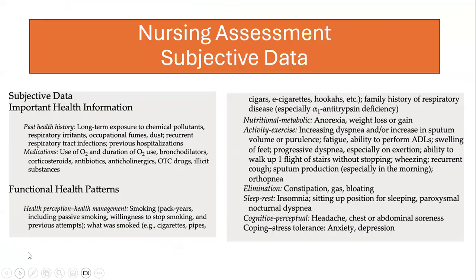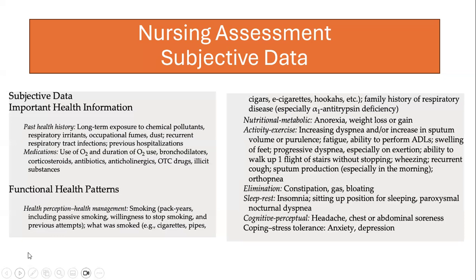You need to ask the patient whether the patient have long-term exposure to chemical pollutants, respiratory irritants, and also other infection and previous hospitalization, and also whether the patient use medication or oxygens like and also bronchodilators, corticosteroids, antibiotics, and so on. It is really important so you know what the status of the patient's health.